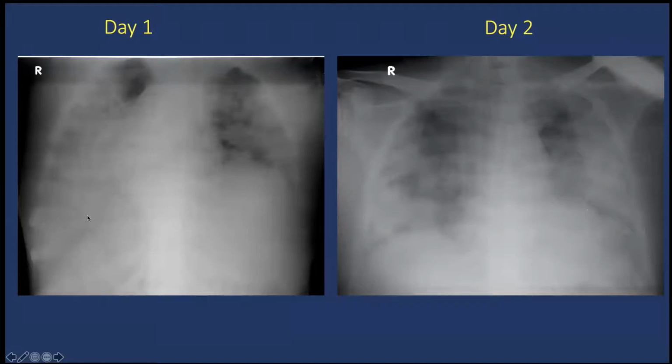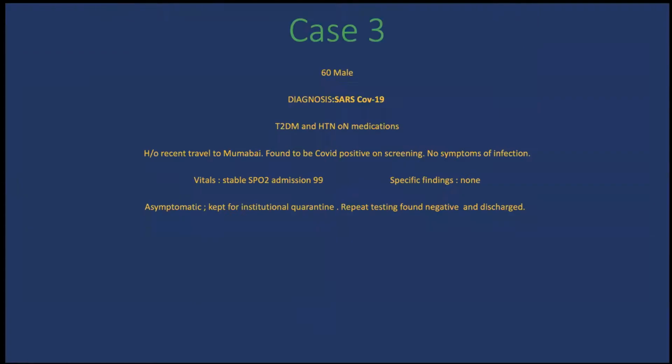What I would like to highlight is that despite such a large alveolar space consolidation on radiograph, there are no features to suggest any pleural effusion, which as per literature is pretty rare in COVID pneumonitis. Pleural effusions are not very common in COVID pneumonias.